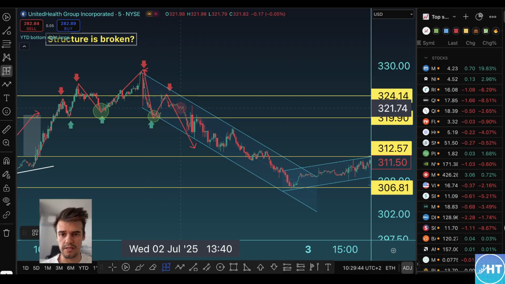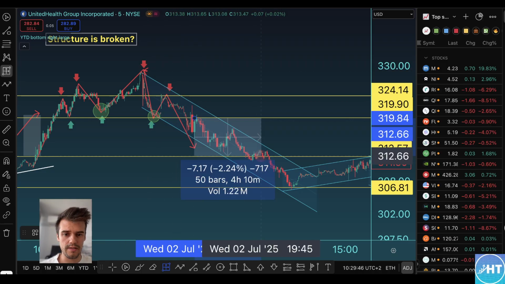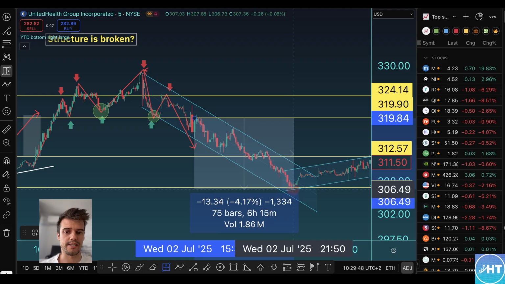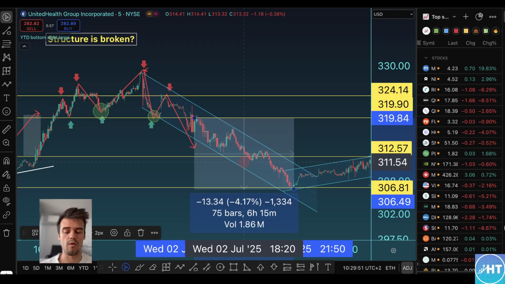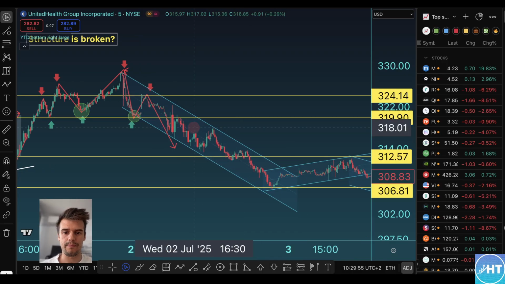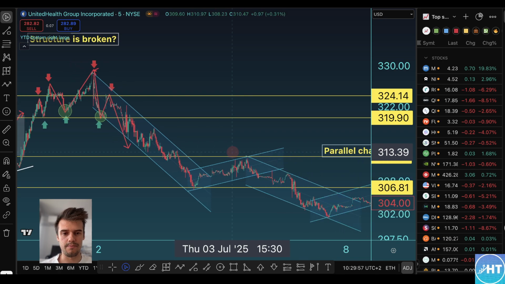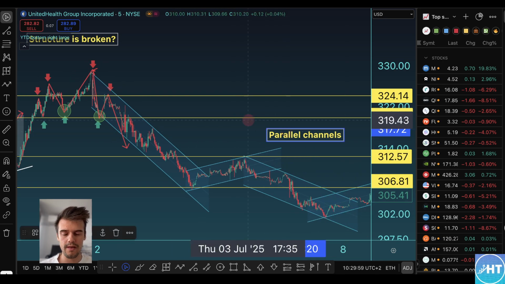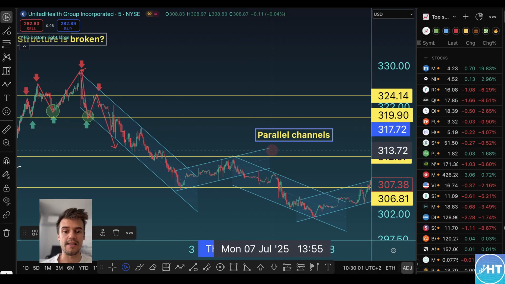Yeah, if we spot it since this breakout, for instance, you can clearly see minus 4% in a couple of hours, in 6 hours. So very intense movement right there. Then we have this type of parallel channels, and I think this is very interesting because at this moment the market started to create parallel channels, in my opinion.